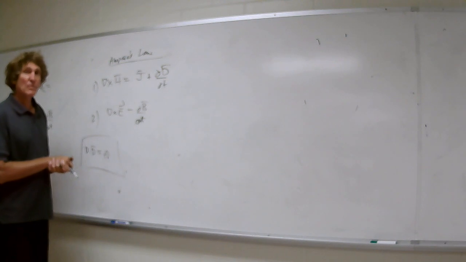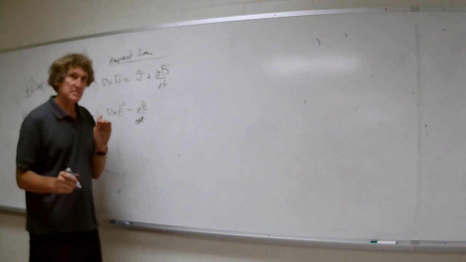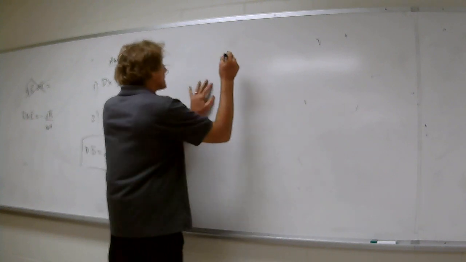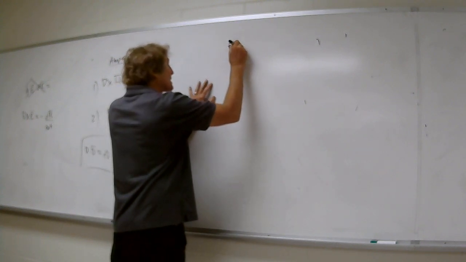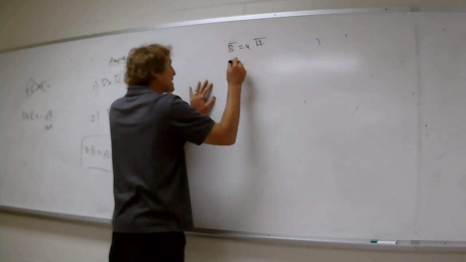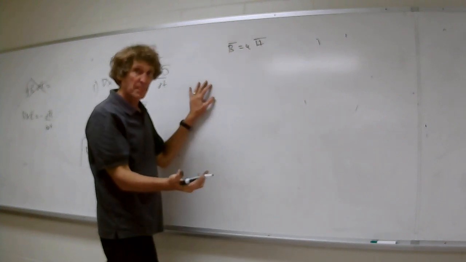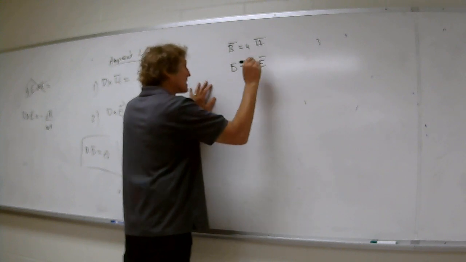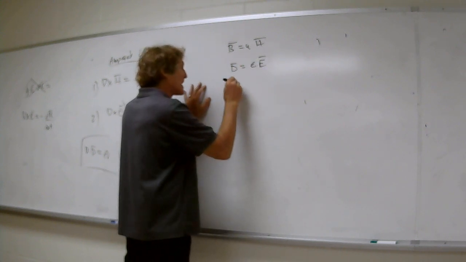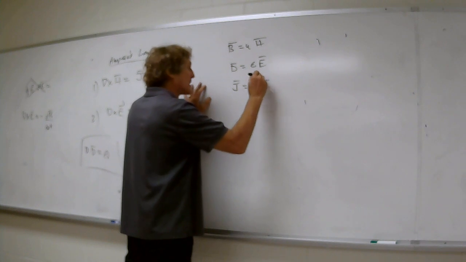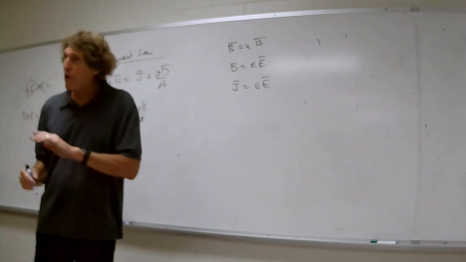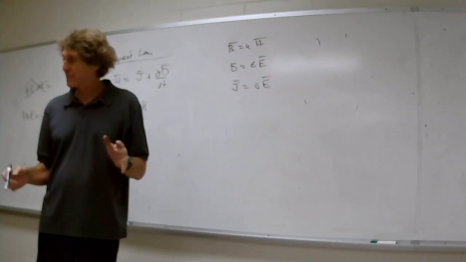Now, I want you to write down the coupling effects. I call them coupling, the relationships between J, D, H, and B. You know that B is equal to mu H, right? We just did this. We know that D is equal to epsilon E. And we know J is equal to sigma E. Y'all with me? Those are always, always, always true.